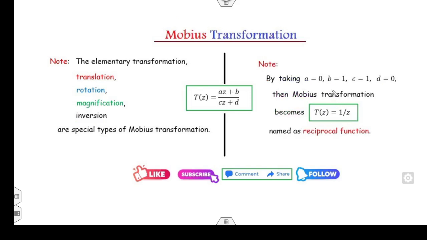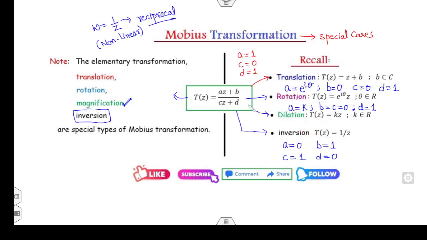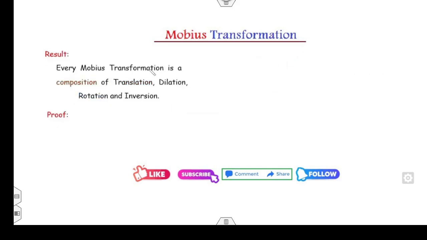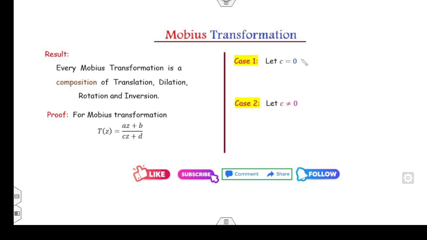Now, once we know the Mobius transformations, the special cases are translation, rotation, dilation and inversion. The first result is that every Mobius transformation can be written as a composition of these functions. What is the meaning of that? If you have a Mobius transformation, then again we will consider two cases. Case 1 is when c is equal to 0, case 2 is when c is not 0. If c is equal to 0, then my transformation is (a over d) times z plus b over d. And whenever c is non-zero, we have defined this category.